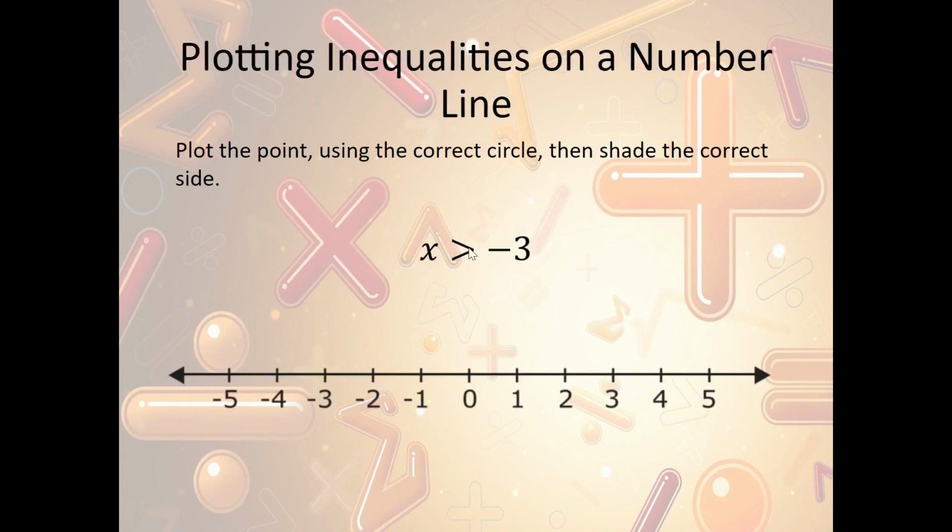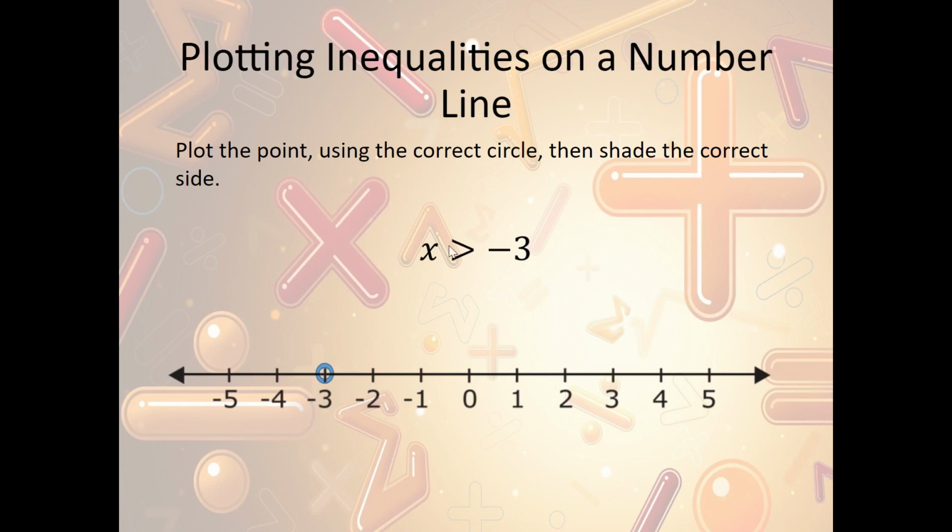Well, we have x is greater than -3. So first of all, we're going to find -3, which is here, and we're going to decide what kind of circle we need to use. Well, we start with an open circle, and we decide whether we need to shade it in or not. Well, they didn't add anything extra, no bar, so we don't add anything extra either, and we leave it as an open circle.